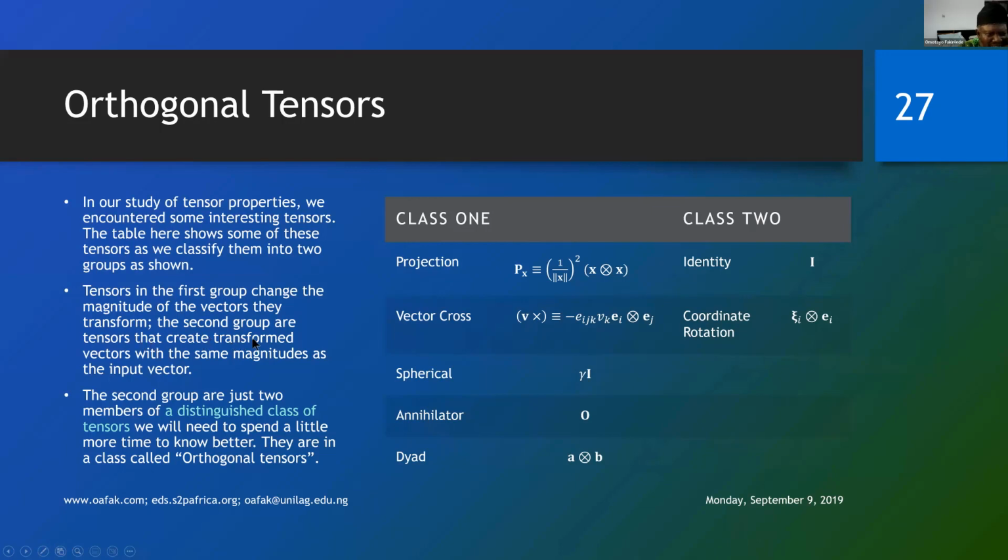The second group are tensors that create transformed vectors of the same magnitude as the input vector. The second group are 2 members of a distinguished class of tensors, and we need to spend a little time to know them better. They are in a class called orthogonal tensors. Tensors change the vector when they operate on it, but if they change the vector without changing its magnitude, we say that kind of tensor is an orthogonal tensor. Orthogonal tensors transform in such a way that they can change the vector, but they will not touch its magnitude.